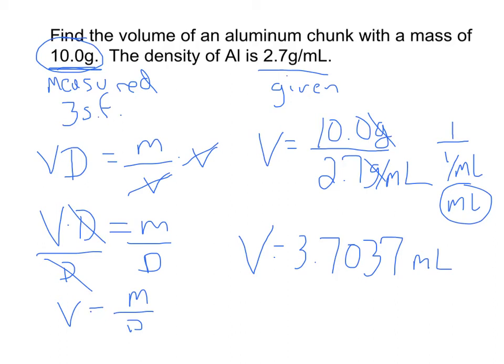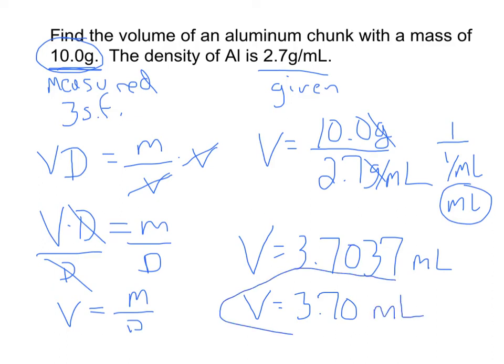But we aren't done. We have to think about how many digits we're actually allowed to report in this answer. So let's go back to our measured value. Remember, we said 10.0 grams has 3 significant figures, so we're going to round the volume to 3.70. Yes, I'm going to keep the 0. I'm going to intentionally write it because that is a significant digit in this answer. The unit stays milliliters, and we are done.